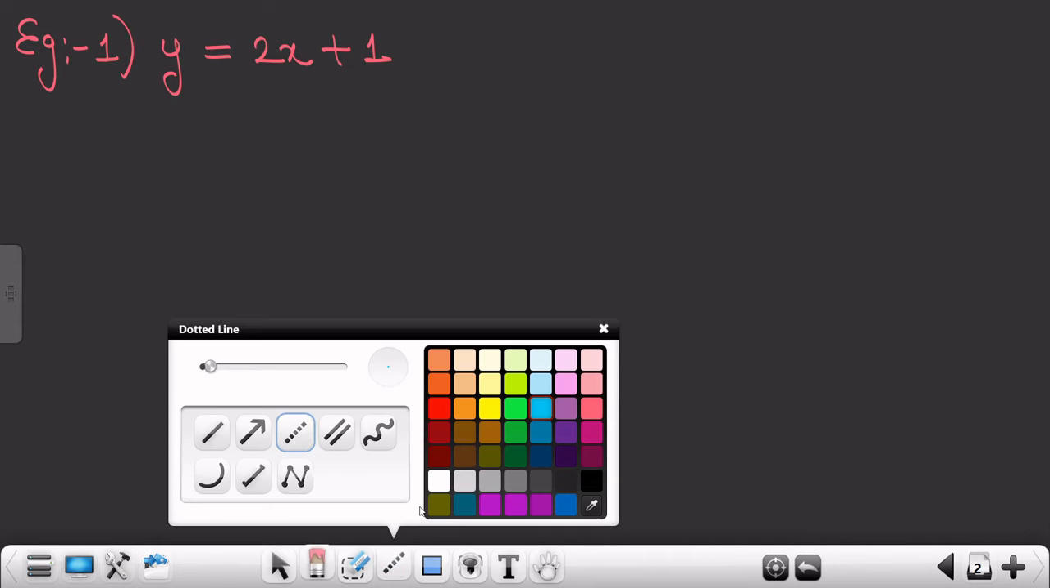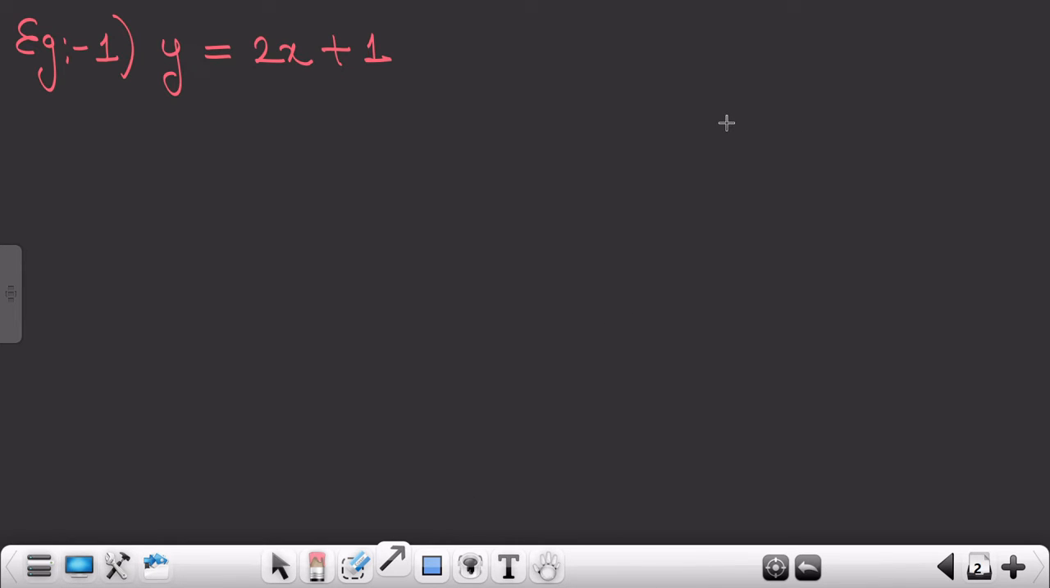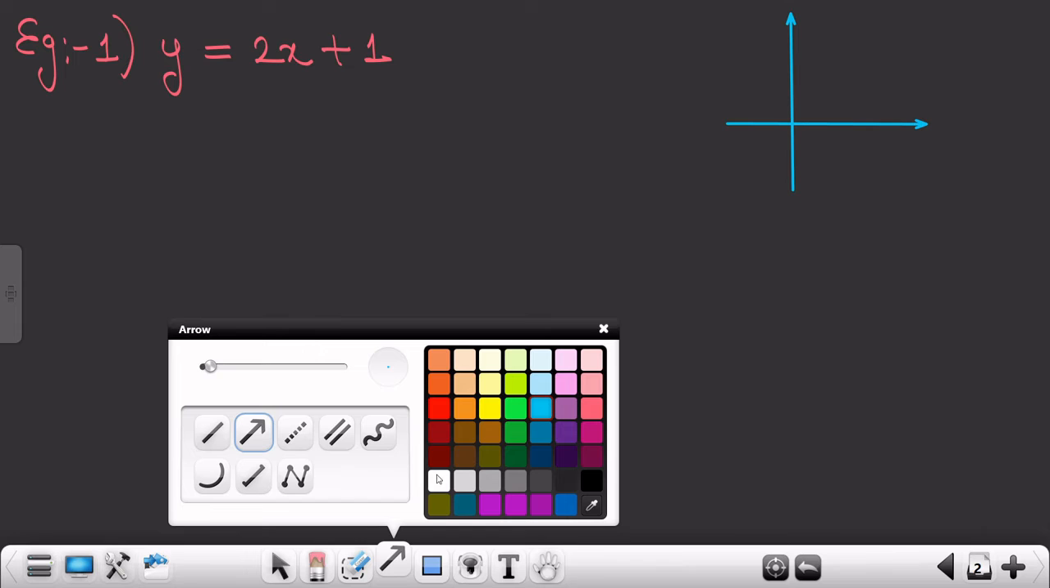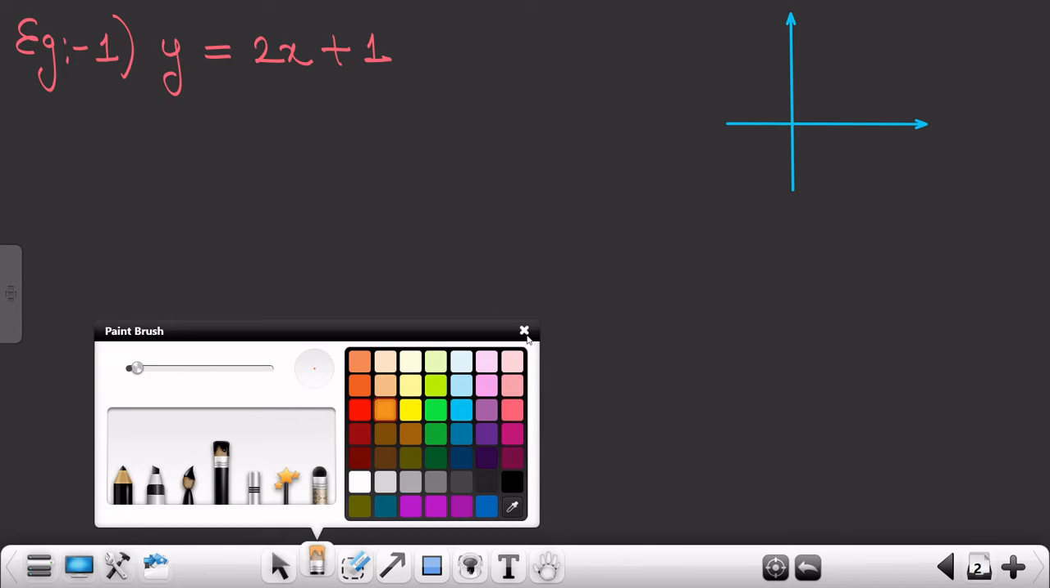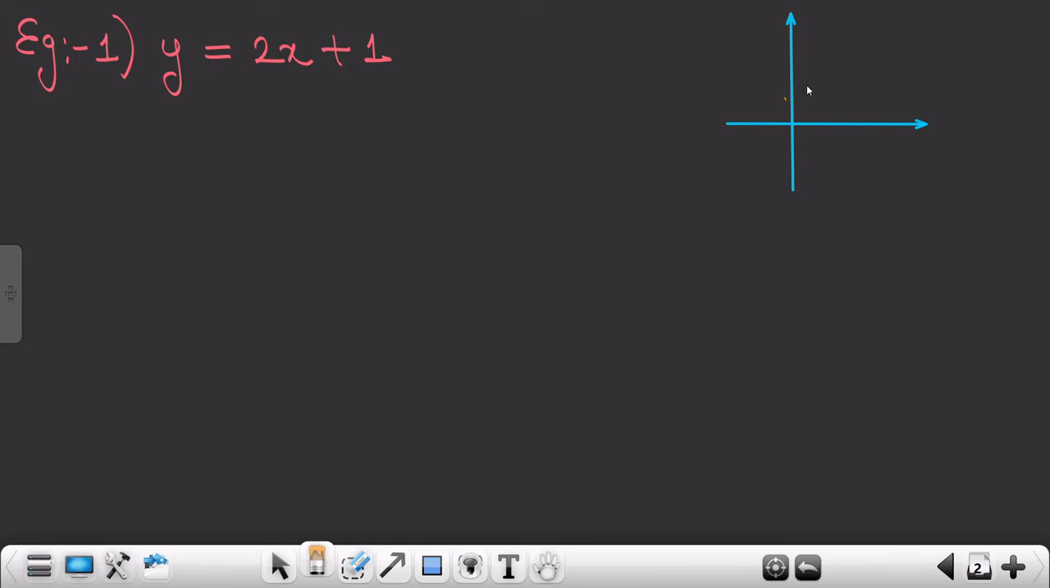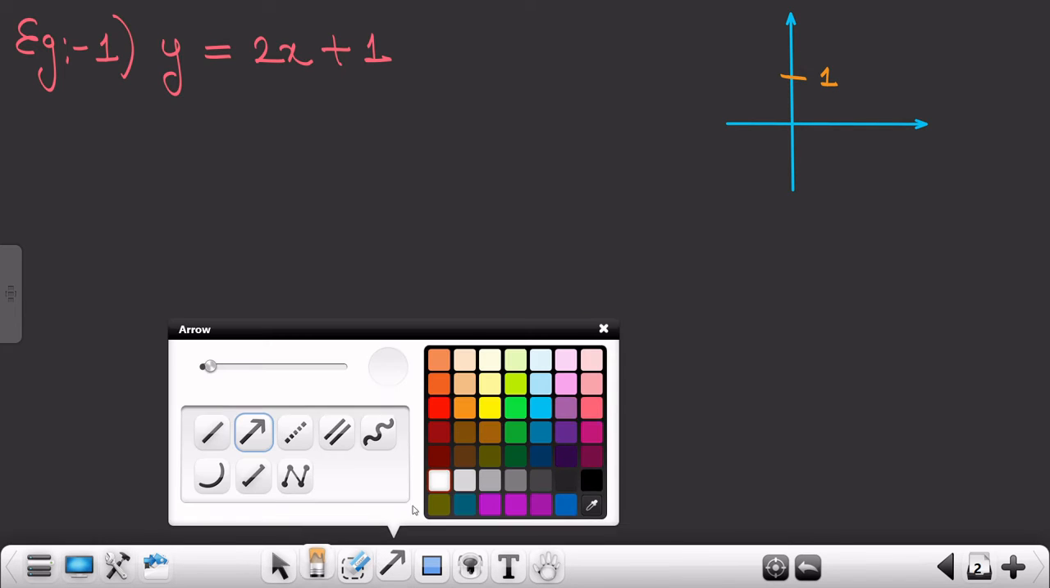So what does that mean? Just a second, let me draw an xy axis roughly. Let's suppose this is your x-axis, this is your y-axis, and as of now we don't know how this particular straight line would look. But let's suppose this is point 1 over here. That means at y is equal to 1, this straight line is going to pass.